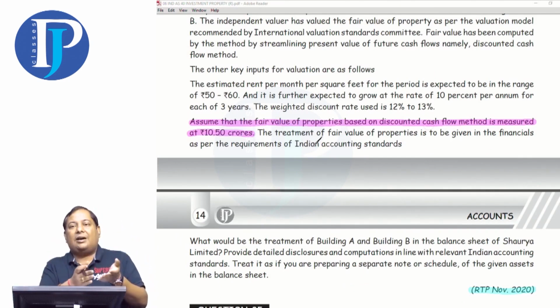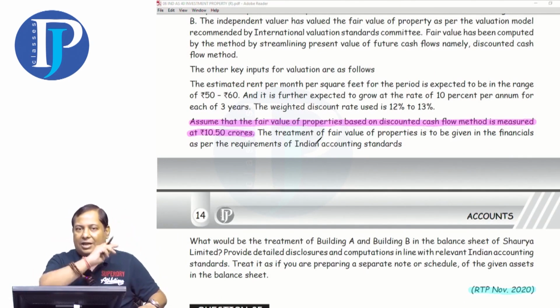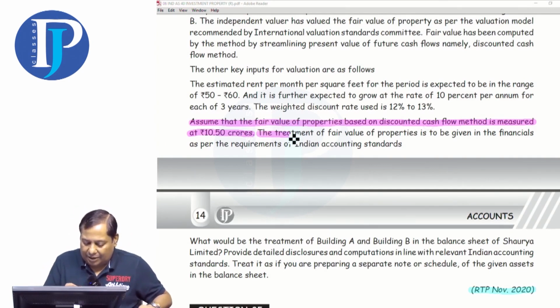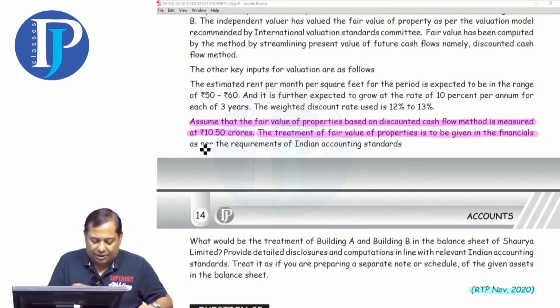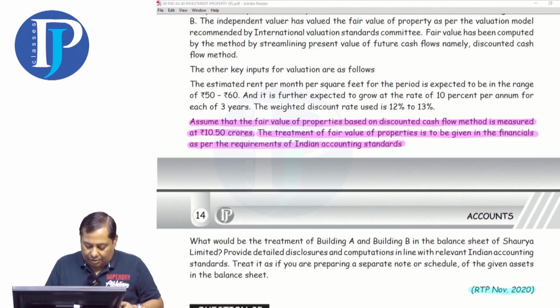Now this is an important point here. The fair value of the properties is 10.5 crores. We'll write this in notes to accounts. The treatment of fair value of the properties is to be given in the financial statements as per the requirements of Ind AS. Whole story is fine. What's the question asking? What would be the treatment of A and B in the balance sheet of Shaurya Limited?